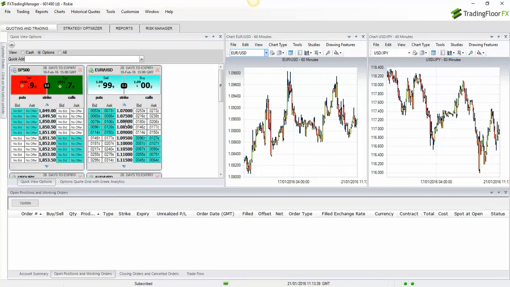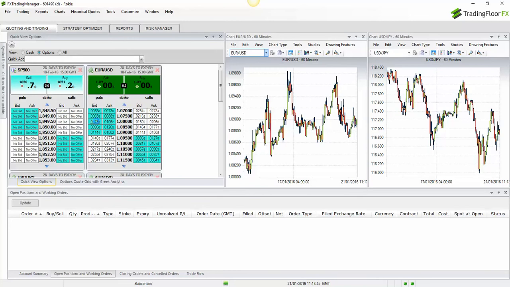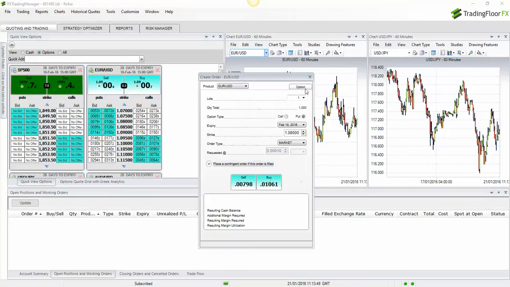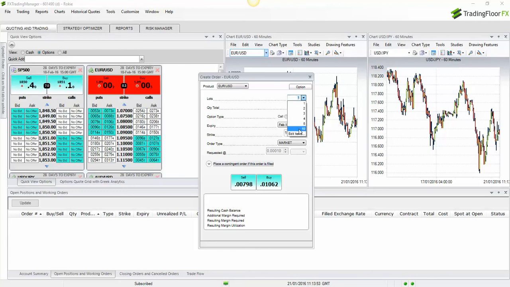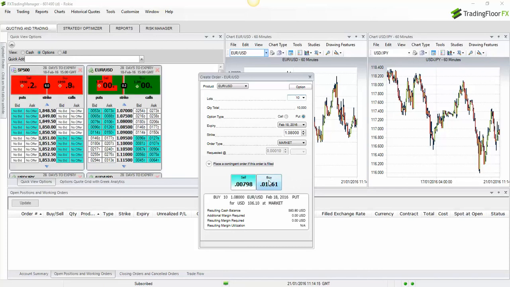So what you do, you go here and click on the put option down here, and you set up your lots. I'm going to take 10 lots. That means 10,000 units, which on an MT4 platform would mean 0.10 lots. Your strike price is 108. You are going to take this order type at the market, not a sell limit, and I'm just going to buy this put option now.